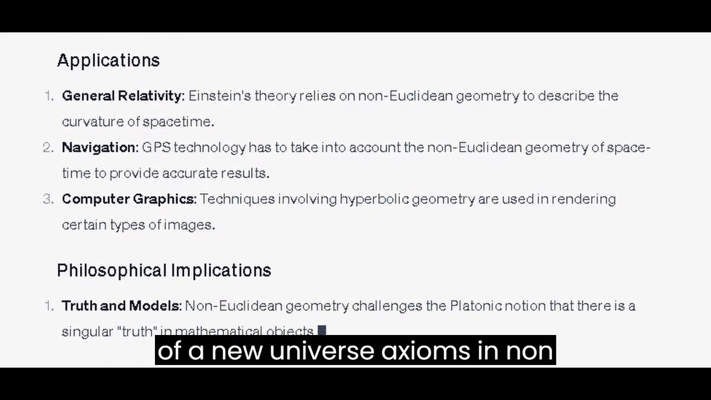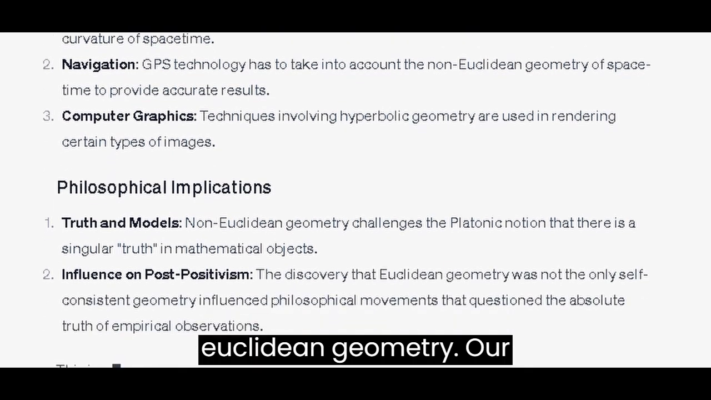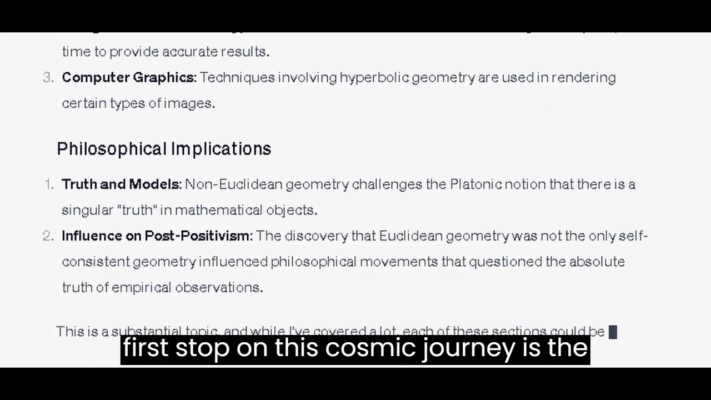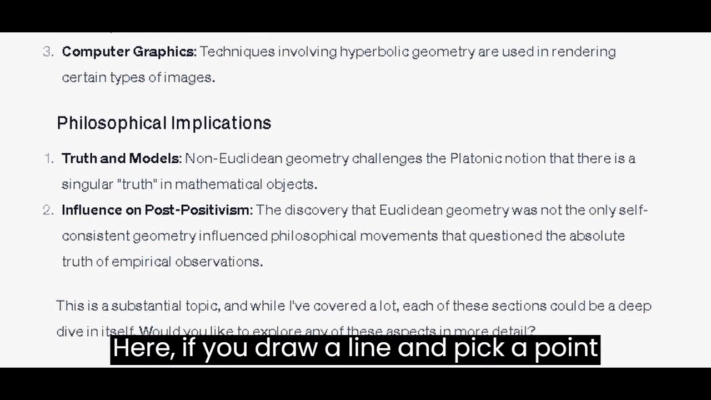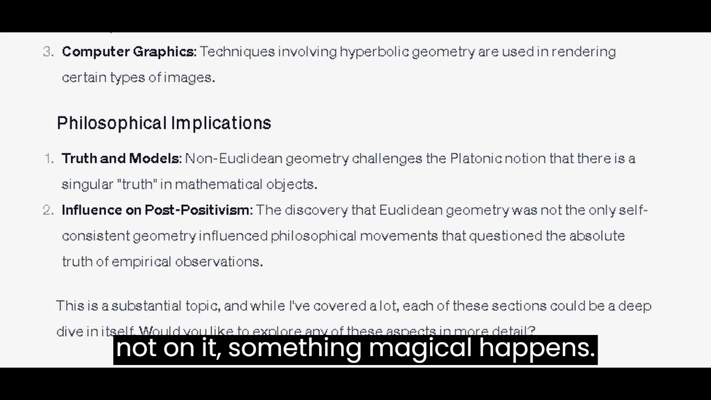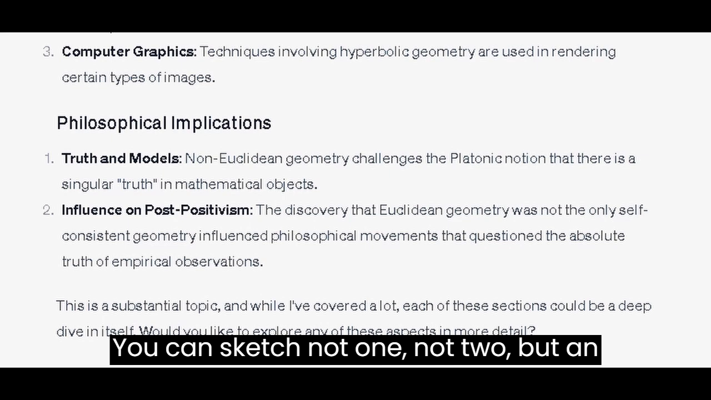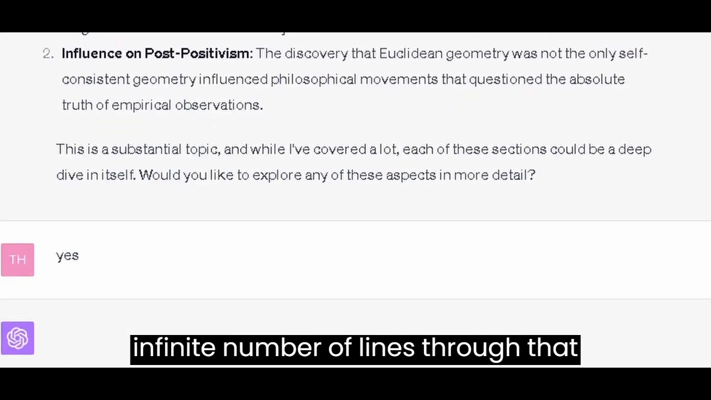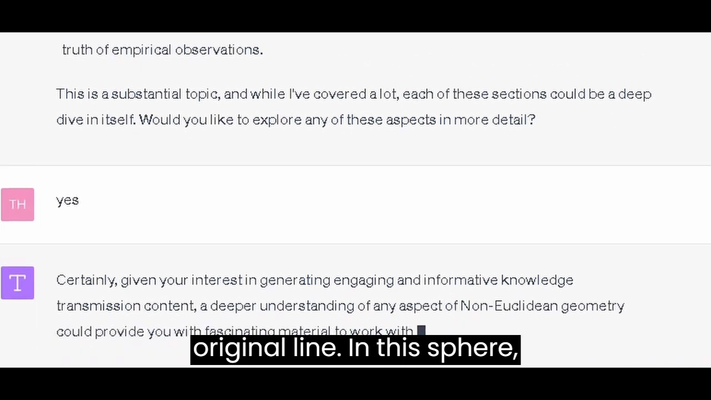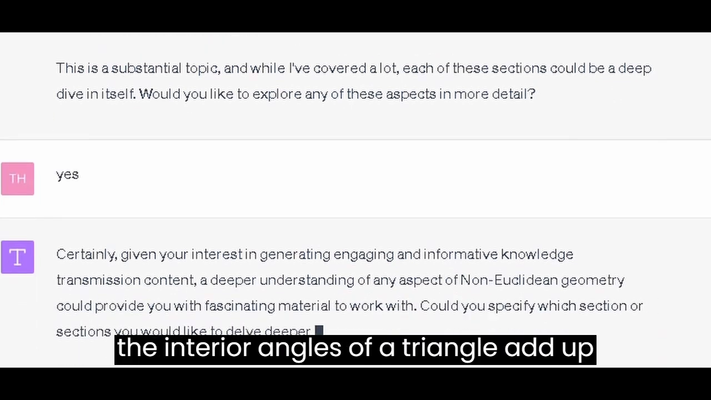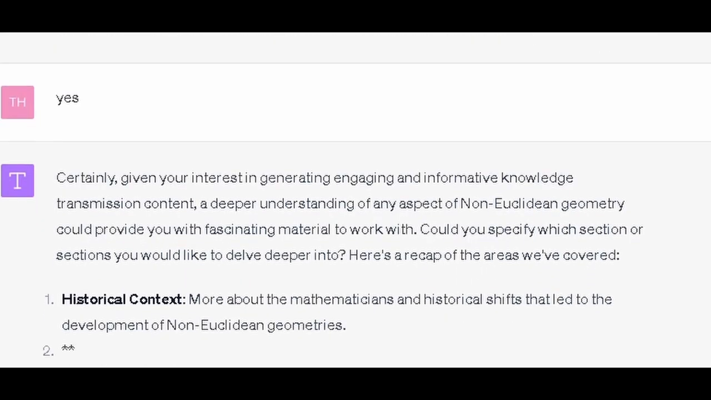The pillars of a new universe, axioms in non-Euclidean geometry. Our first stop on this cosmic journey is the sphere of hyperbolic geometry. Here, if you draw a line and pick a point not on it, something magical happens. You can sketch not 1, not 2, but an infinite number of lines through that point that never intersect with your original line. In this sphere, the interior angles of a triangle add up to less than 180 degrees.